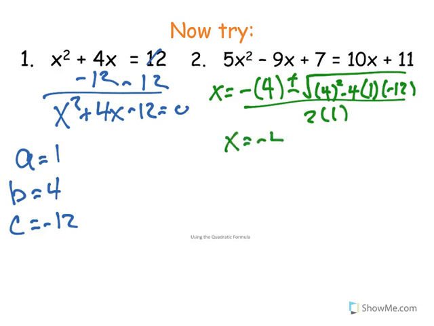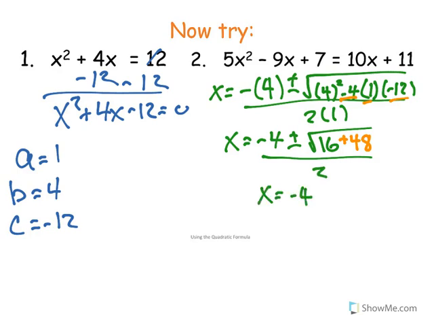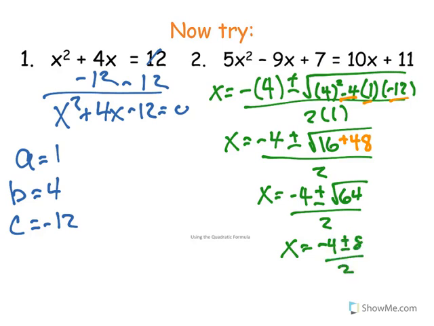It's going to give me negative 4 plus minus the square root of 4 squared, which is 16. And again, I'm going to be very careful with negative 4 times 1 is negative 4 times negative 12 is positive 48. And that's all going to be divided by 2. So that gives negative 4 plus minus the square root of 64 divided by 2. That's negative 4 plus minus 8 divided by 2. I'll bring this over here.